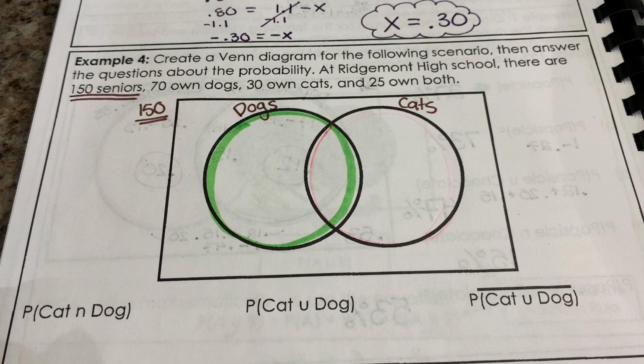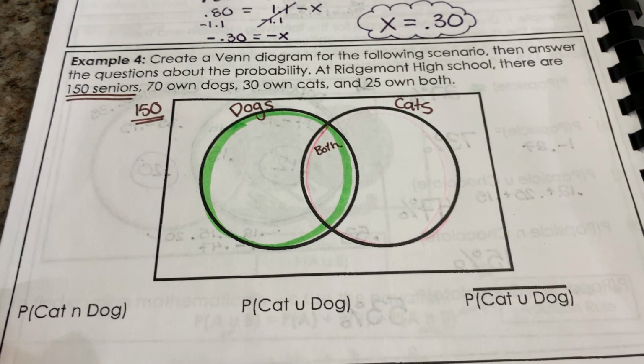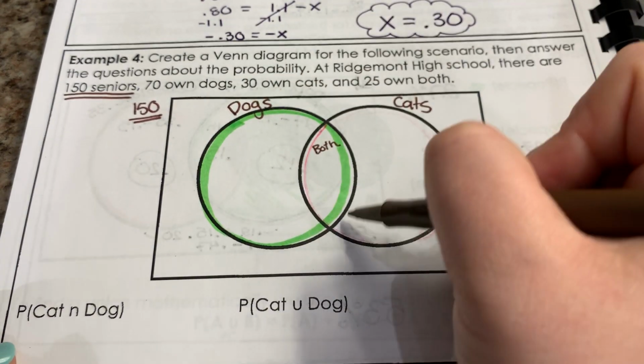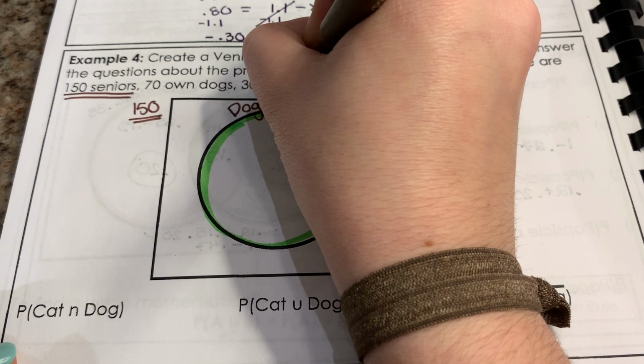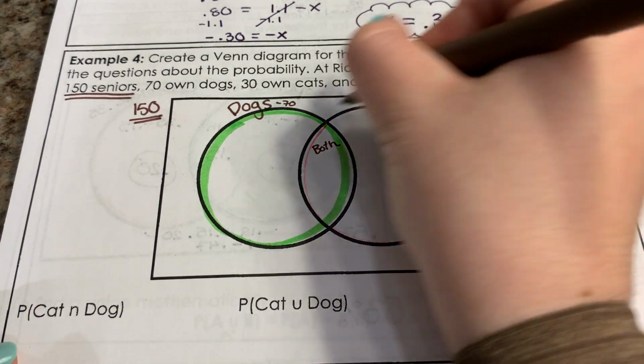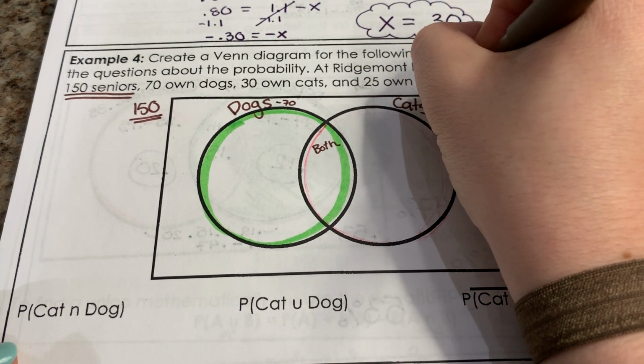Okay, that entire circle is cats. And then in the middle here is the both. So remember a couple things I said to you guys before. First, since this entire circle is dogs, this entire thing is 70. Not just this part. The entire thing is 70. Since this entire thing is cats, the entire thing is 30.